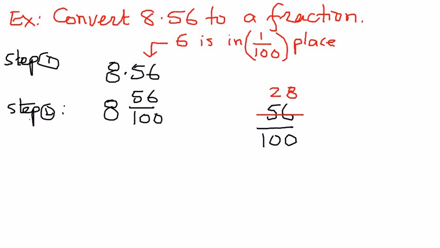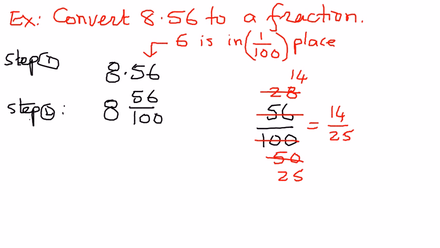2 times what number is equal to 100? 2 times 50 is equal to 100. 28 and 50 can be further reduced, so we can recall our 2 times table again. 2 times what number is equal to 28? 2 times 14 is 28. 2 times 25 is 50. So we were able to reduce 56 over 100 to 14 over 25.